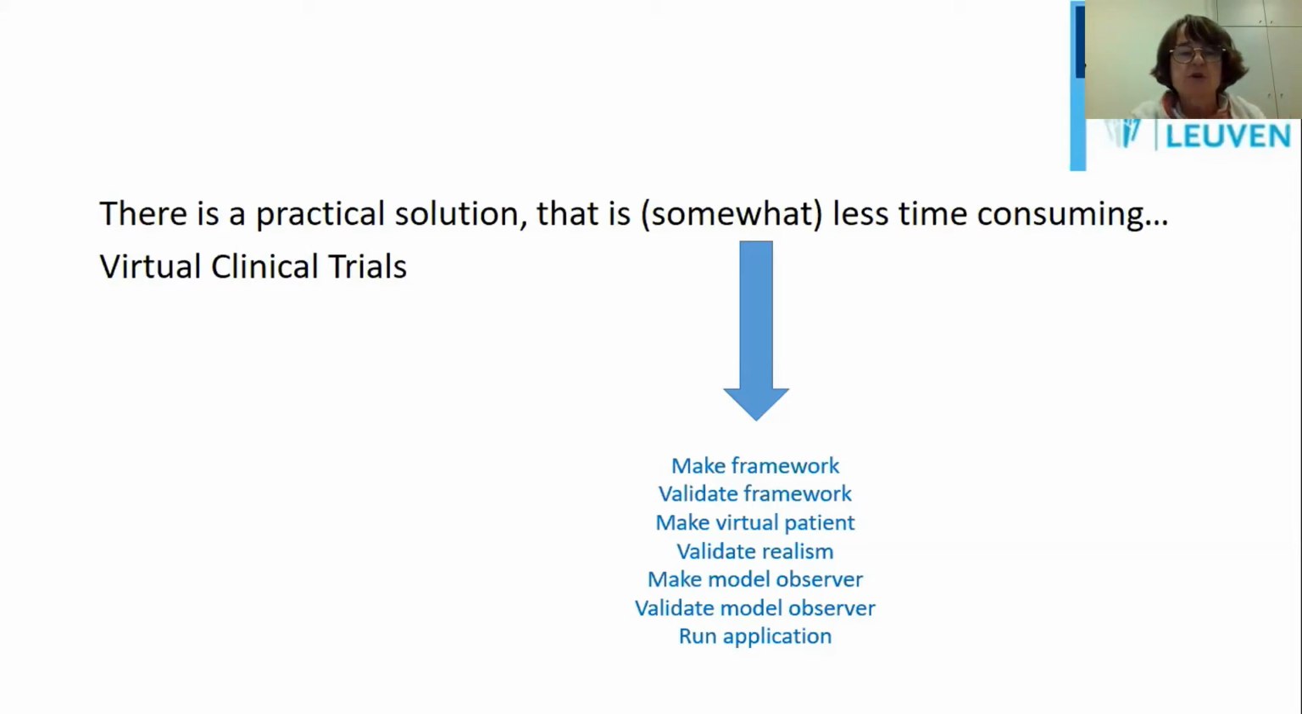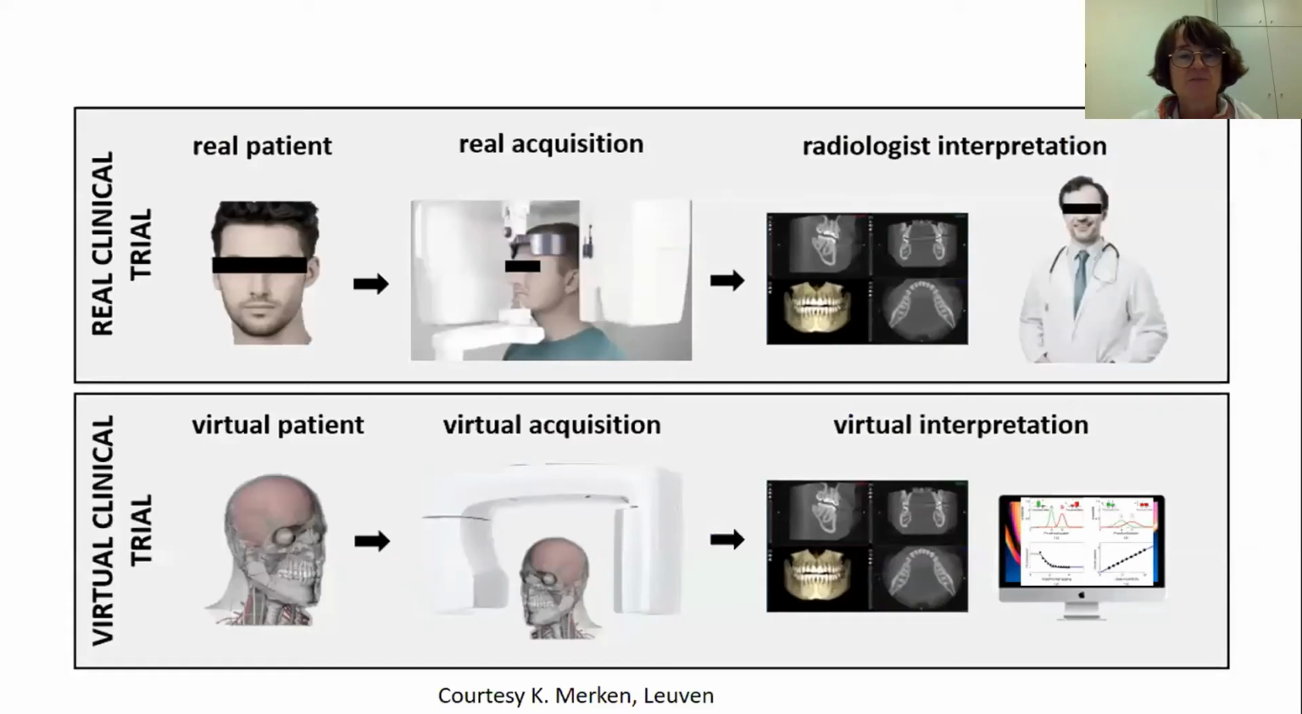But a virtual clinical trial can be used to solve many questions or already sort out what are the parameters of benefit. So here it is in a more symbolic way. A real clinical study would start from a patient, from an acquisition, from images and a doctor reading it. Whereas in a virtual clinical trial, you make your virtual patient, you program or calculate the X-ray image that would be the result of your virtual patient.